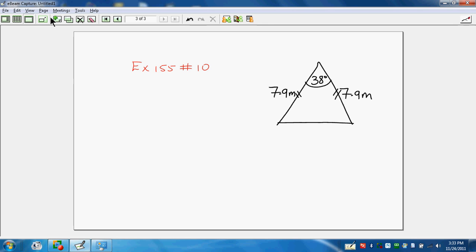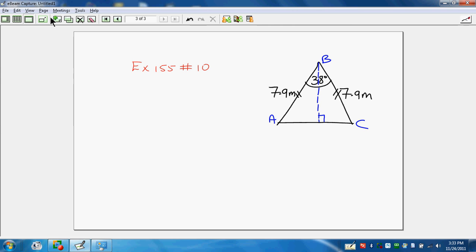The altitude in this example will be a vertical line that comes straight down and touches the base at that point. That is the altitude. It's at 90 degrees, and this is the length they want us to find, or the height. So let us label the triangle A, B, C, and use the properties that we know for an isosceles triangle to help us.